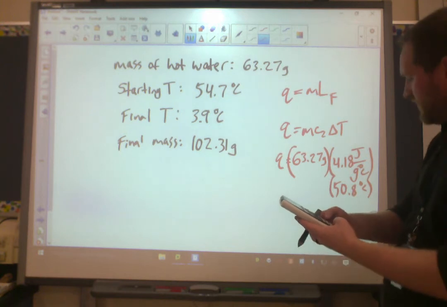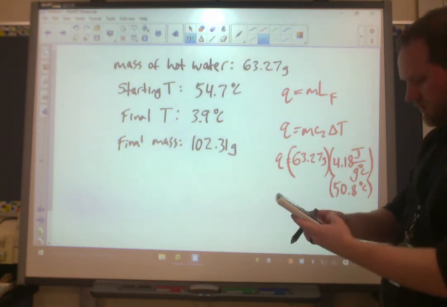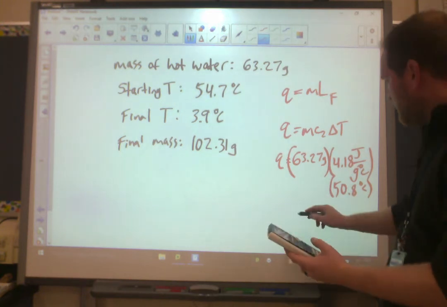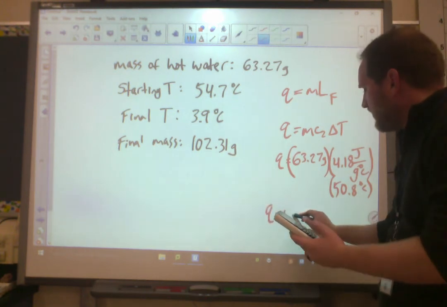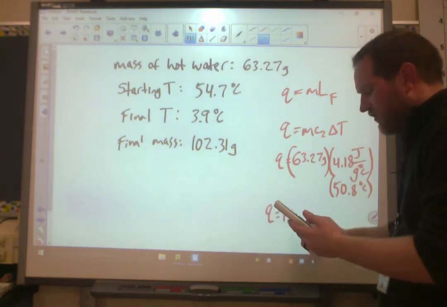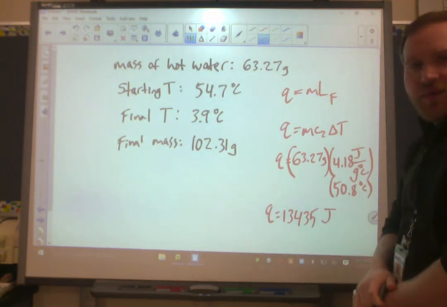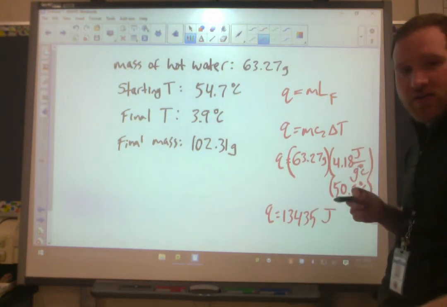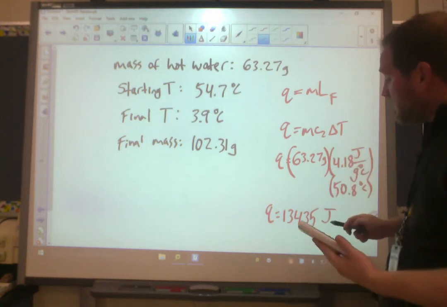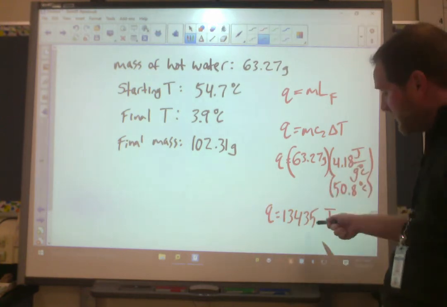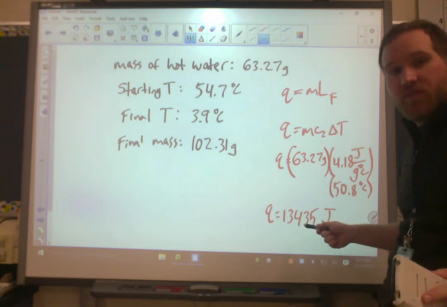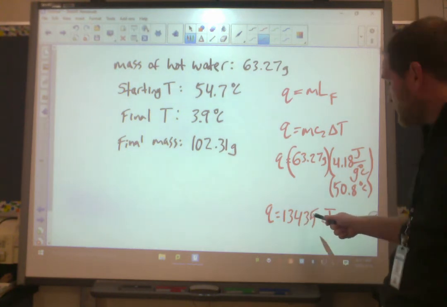Okay, so we multiply these together, and you can round off sig figs now, or you can just do it at the end. I'll do my sig figs at the end. So Q equals 13,435 joules. That's the amount of heat that left my hot water as it cooled down. The big assumption of this lab is that 100% of these joules went where? Into the ice, and only the ice.